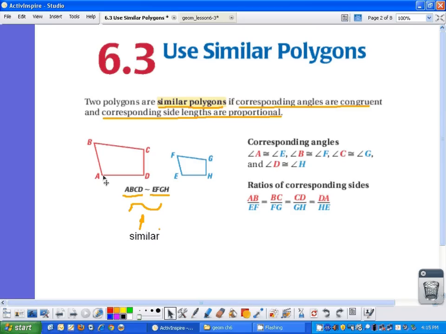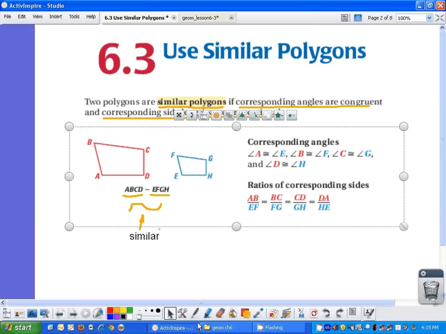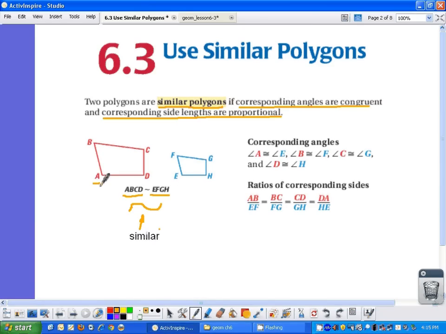From that, we now know that corresponding angles, so angle A and angle E, which correspond here, are congruent. Likewise, all the other corresponding pairs of angles will be congruent too. So B is congruent to F, and so on. So C is congruent to G, angle D is congruent to angle H.